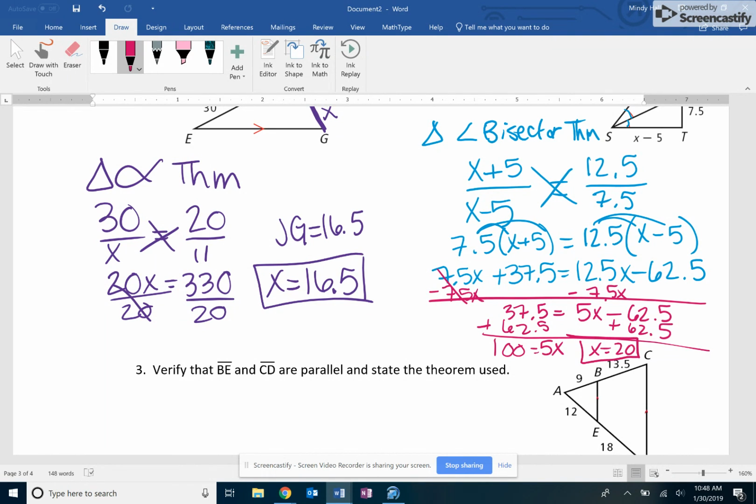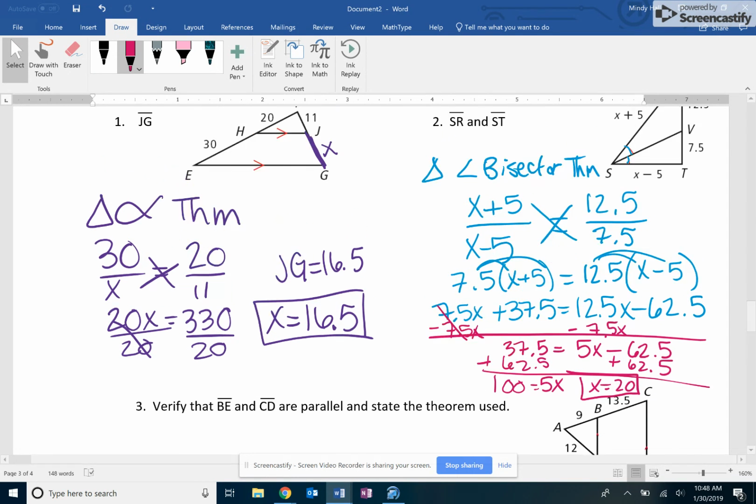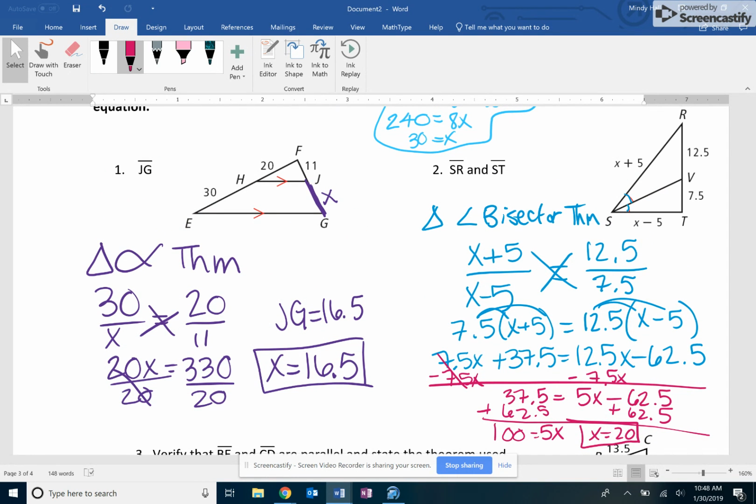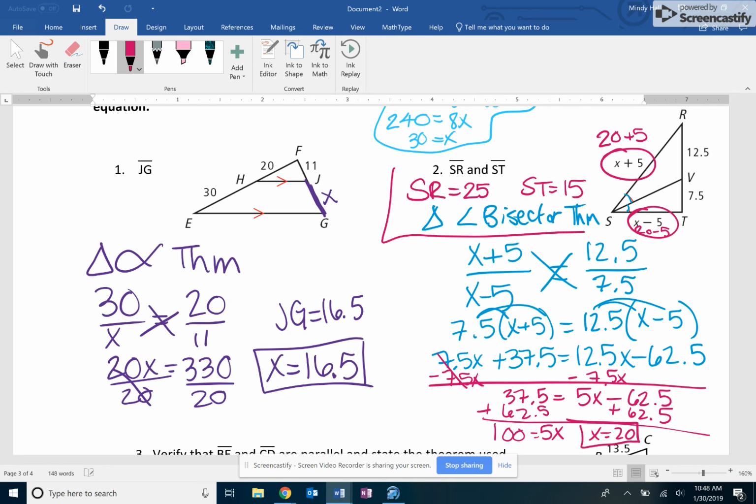Now, again, it's really tempting to say, hey, x is 20, I'm done, yay! But you have to remember that you have to plug it back in because SR is x plus 5 and ST is x minus 5. So if I know that x is 20, SR would be 20 plus 5, which would give me 25. And ST would be 20 minus 5, which will give me 15. And then you're done. Okay?